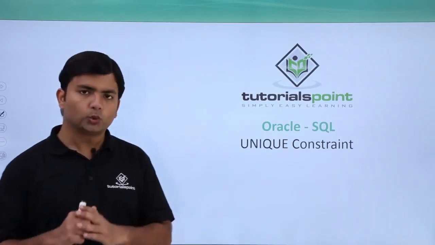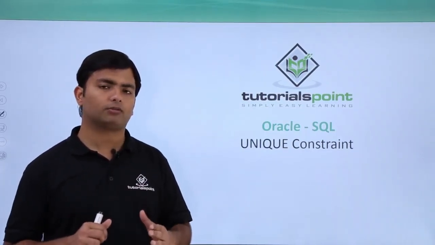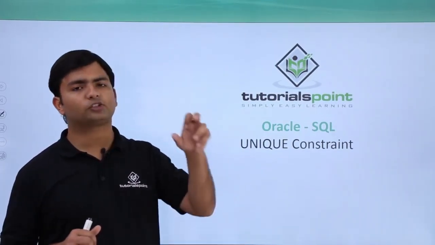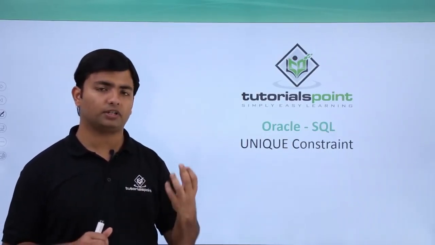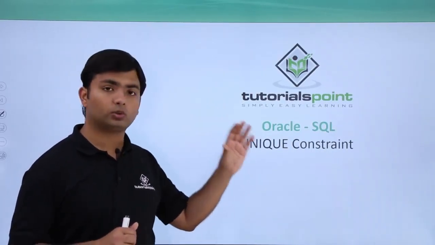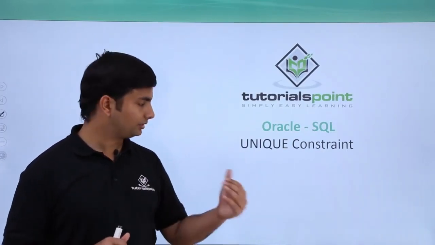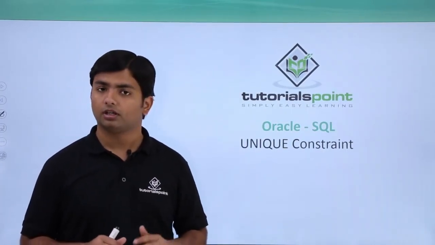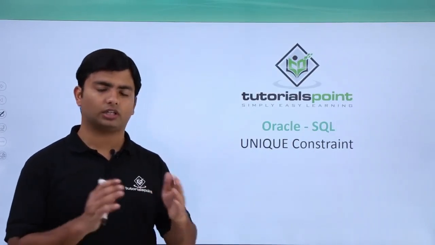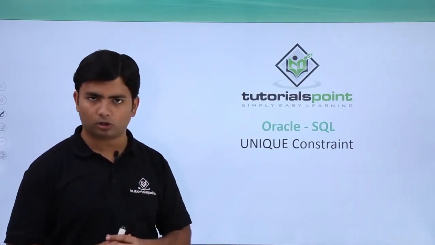If you add this constraint at the column level, it will be applied specifically to that column only, meaning it will ensure the uniqueness of that column only. But if you want to apply this constraint at the table level, you can apply it on either a single column or multiple columns.